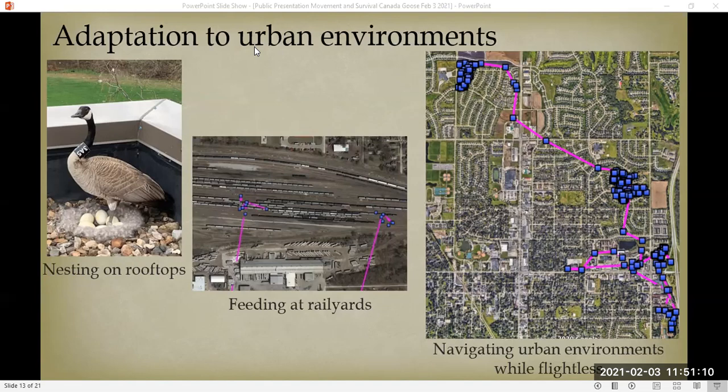There's a time period in the summer when geese are flightless because they're molting their feathers. And so for several weeks, they're unable to fly. And during this time, they seem to have no problem still navigating these urban areas.